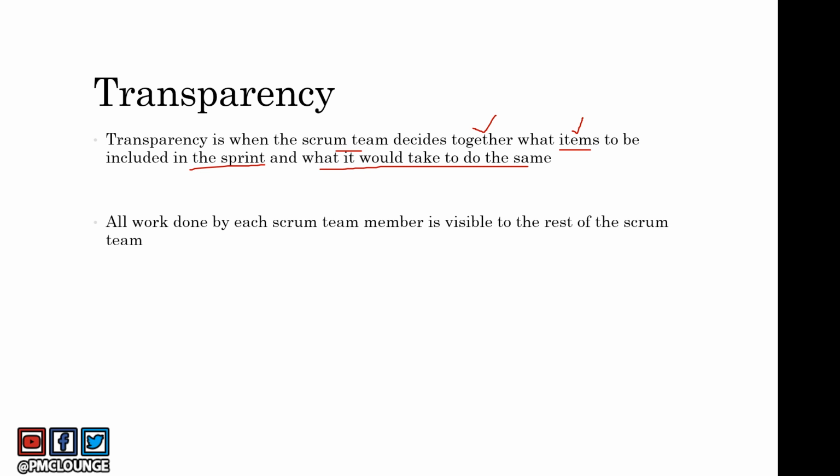All work done by each Scrum team member is visible to the rest of the Scrum team. That's what happens when there is transparency. Everyone knows what kind of work all Scrum team members are doing. So that's the key behind the transparency pillar.